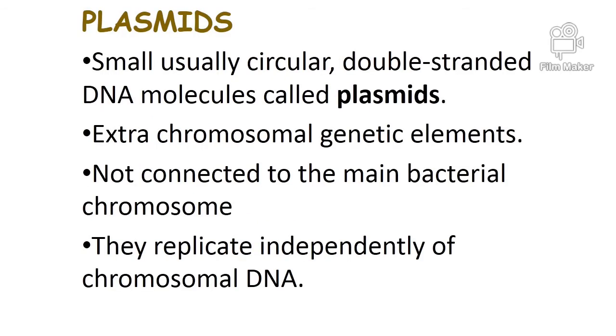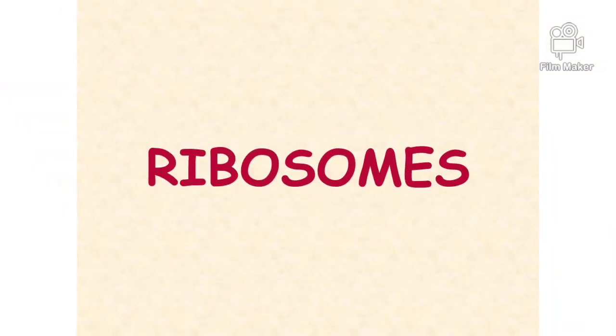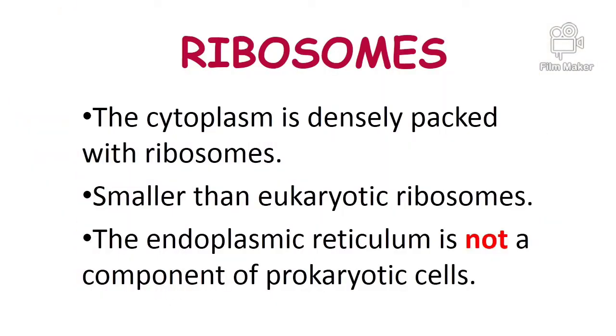In addition to the bacterial chromosome, bacteria often contain small, usually circular, double-stranded DNA molecules called plasmids. These molecules are extrachromosomal genetic elements. That is, they are not connected to the main bacterial chromosome, and they replicate independently of chromosomal DNA. Plasmids may carry genes for activities such as antibiotic resistance, tolerance to toxic metals, the production of toxins, and the synthesis of enzymes. Ribosomes. The cytoplasm is densely packed with ribosomes.